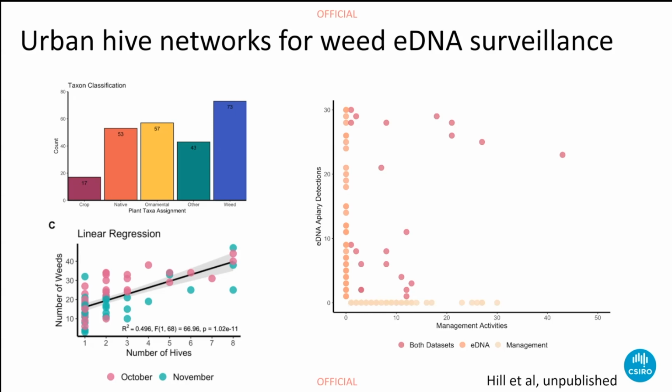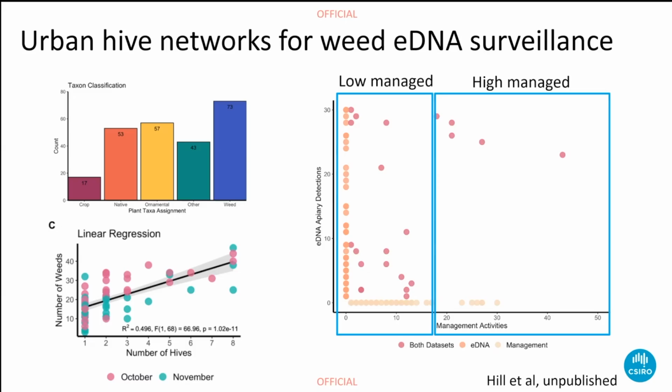The graph on the right here is a comparison of our eDNA detections against the management records over the last 10 years. The part of the graph on the left would be our weed species that are either not managed at all or we only have a few management records for, and then we have weed species on the right-hand side there that are more highly managed. We're still trying to unpack this data a little bit.